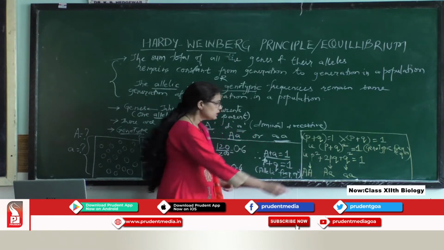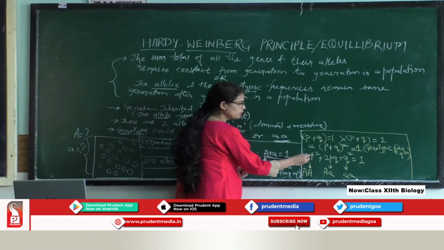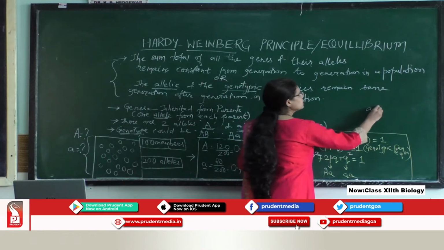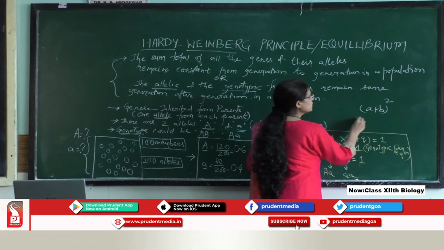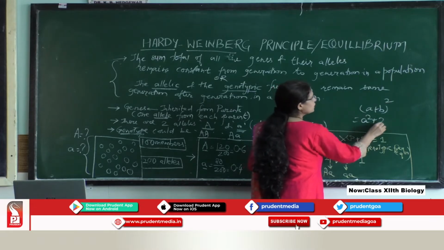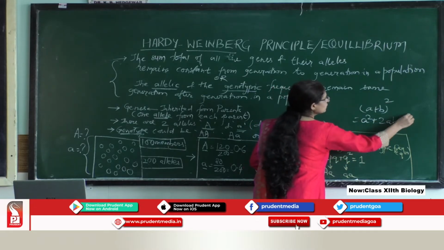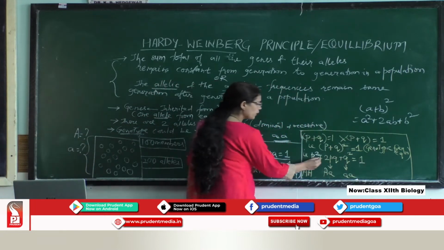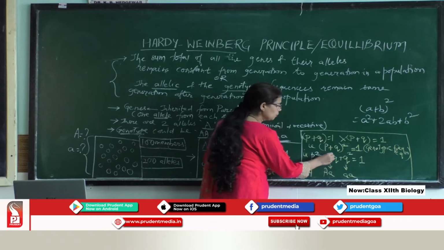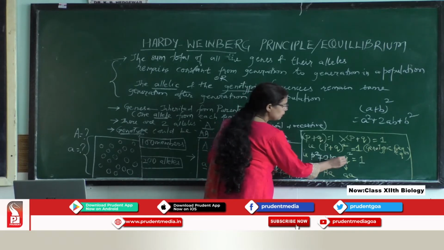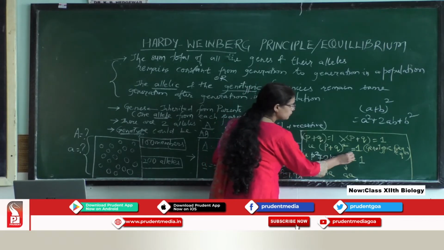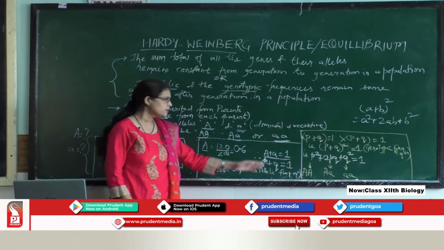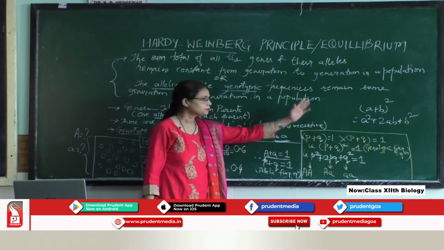This equation was given by Hardy-Weinberg, both the scientists, and they said if I expand this, it would be like P square. We know in mathematics (A plus B) the whole square is A square plus 2AB plus B square. So it's something like this. I will write P square plus 2PQ plus Q square equals 1. Why is it equal to 1? We have already found out.